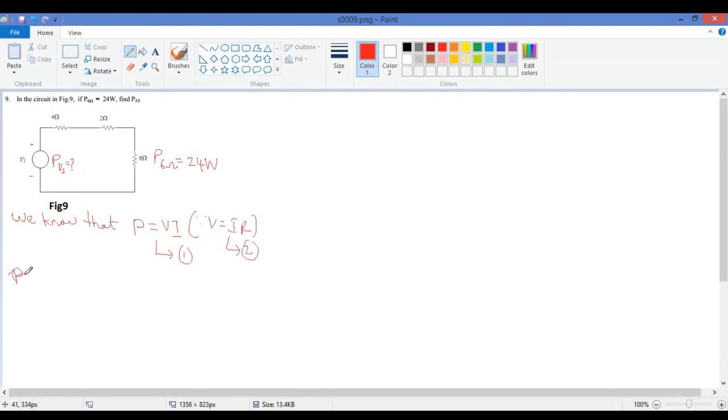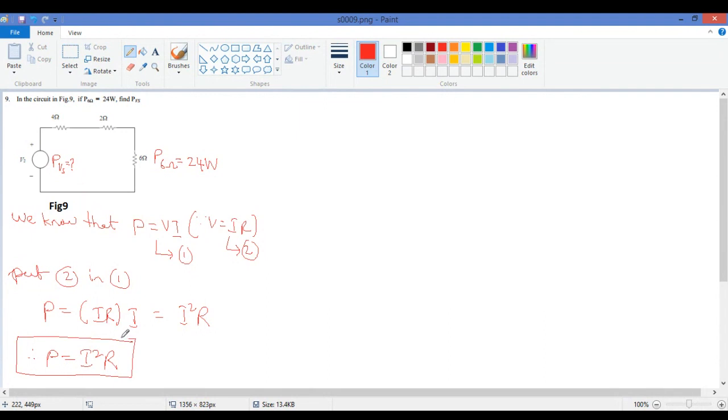I will put equation 2 in 1. So when I put this, P is equal to VI. Instead of V, I will write IR into I. So IR into I is I square R. So there is one more formula I get, P is equal to I square R. Therefore, we got one formula: power is equal to I square R.